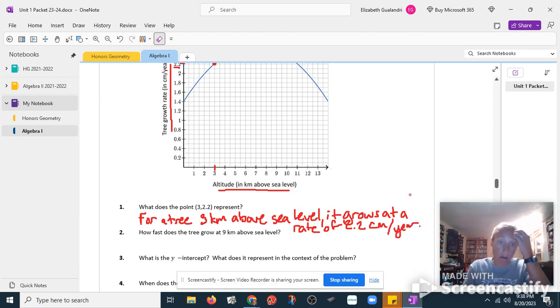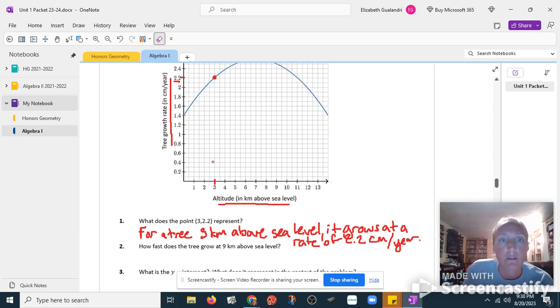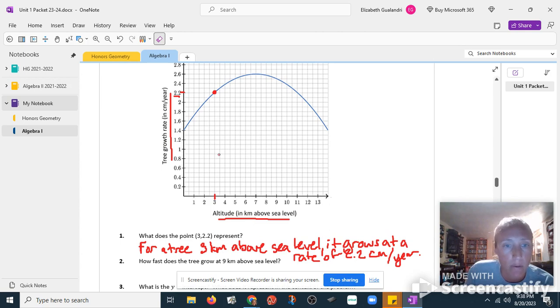Anytime that you are giving a representation or an interpretation of what something means, make sure you talk about both the x and the y value together and how they relate to each other here, because the 3 doesn't exist without the 2.2 as well. It's not at 3.1, it's at 3.2 specifically.